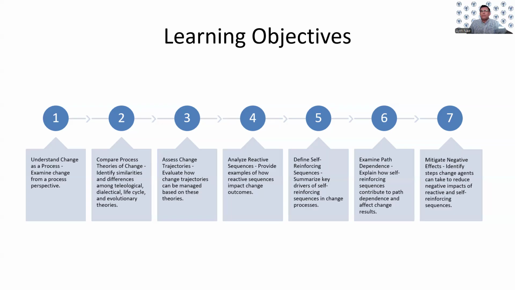Then we would look into three major paths: the reactive way of change sequence, the self-reinforcing sequences, or how past decisions shape the trajectory of the change from a path-dependent standpoint. And then we will close this to look at the negative effects and how companies mitigated them.